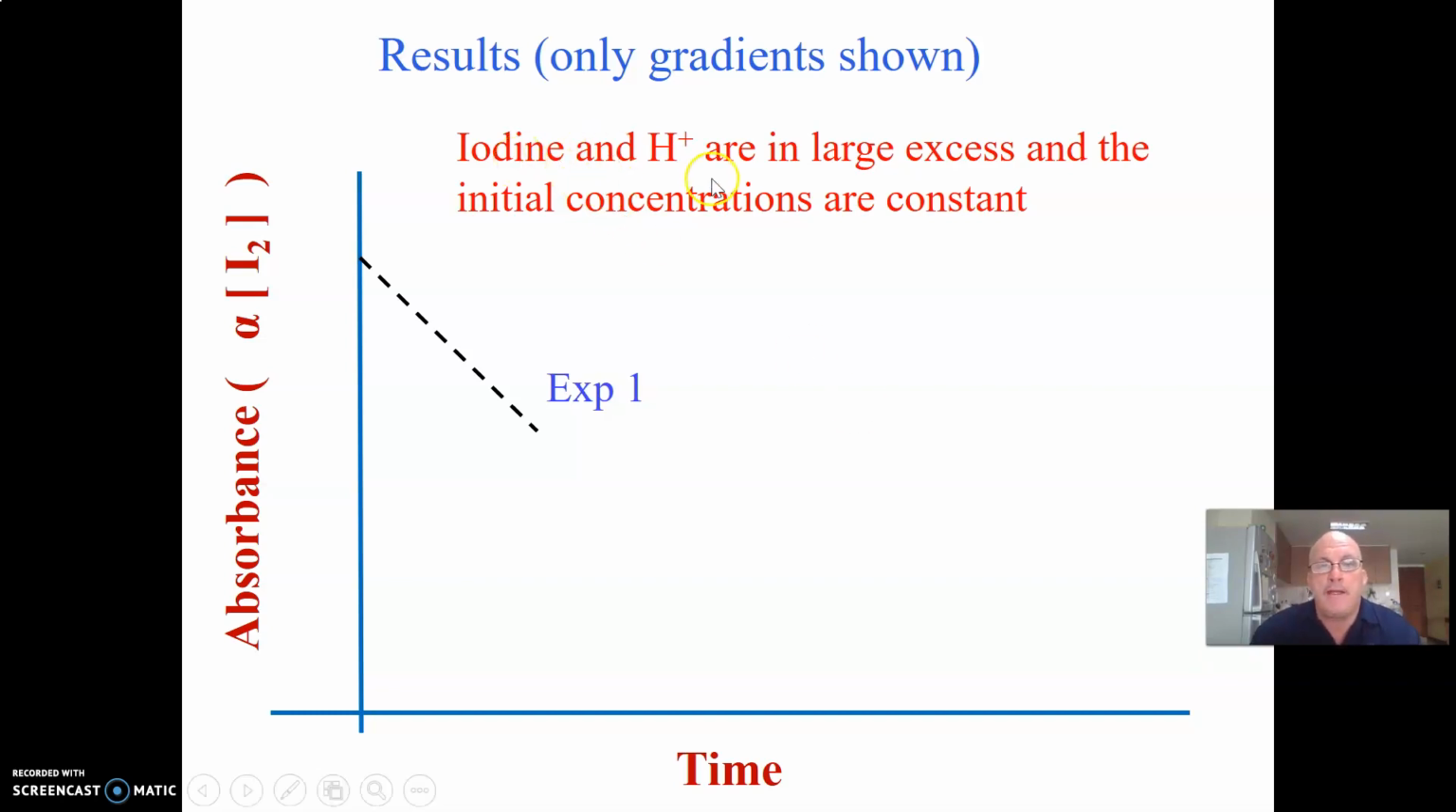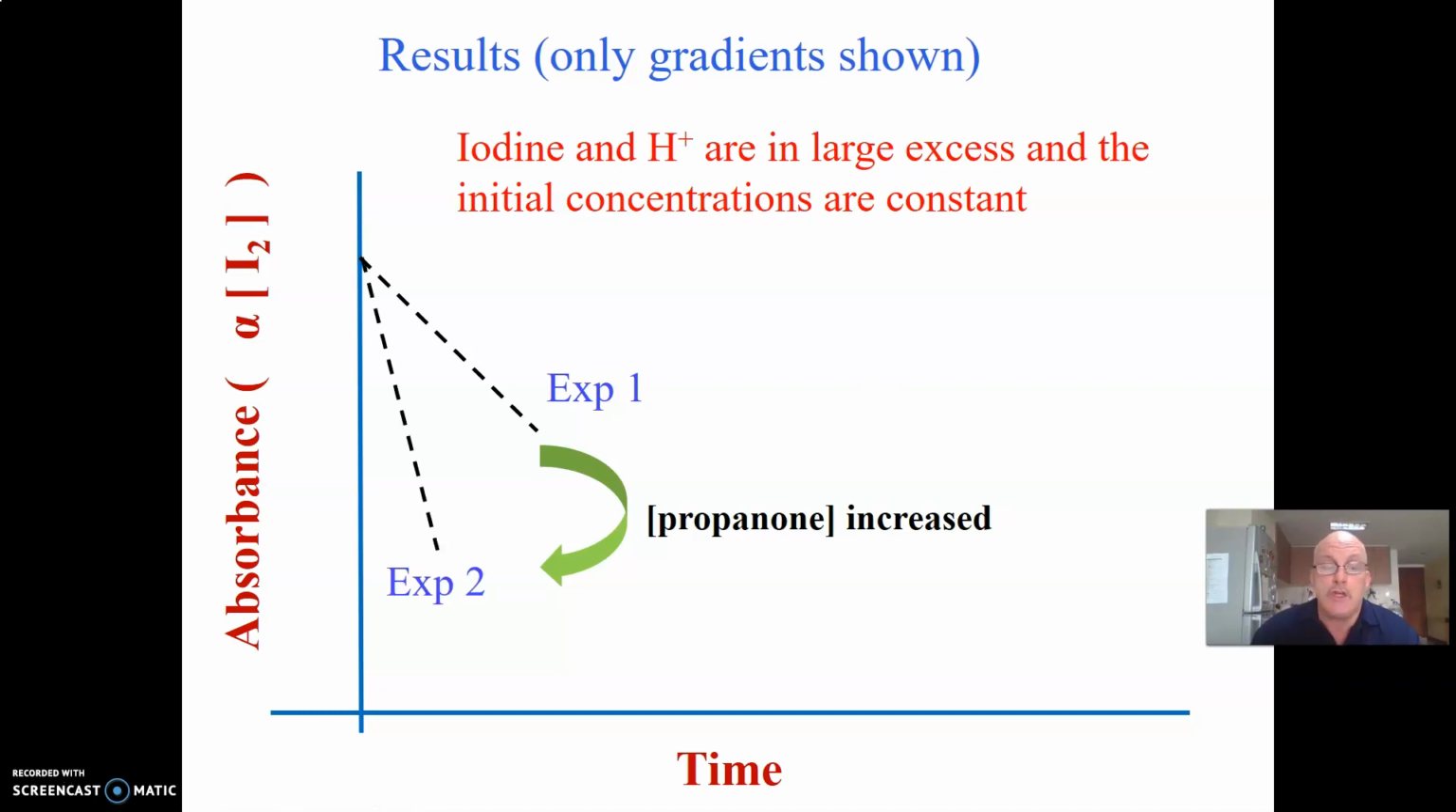Here we have iodine and H+ in large excess, and we're going to test how propanone affects the reaction rate. So here's experiment 1. Increase the propanone concentration, and yes, there is a change. You get a steeper gradient. So all this is showing at the moment is that propanone does have an effect on the reaction rate.